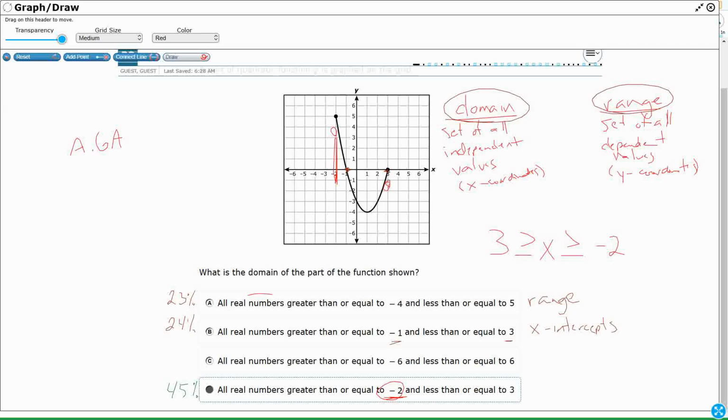And the domain is the same whether it's linear, quadratic, or an exponential function. Still tripping students up. We had 7% choose C, and that's just all the x values that you see on the graphs, -6 to 6. So this was difficult. We still need to go back to domain and range. This was the 18th hardest item on the test, and quite honestly, it shouldn't have been that difficult because it is more of a recognition and interpretation than an actual calculation.